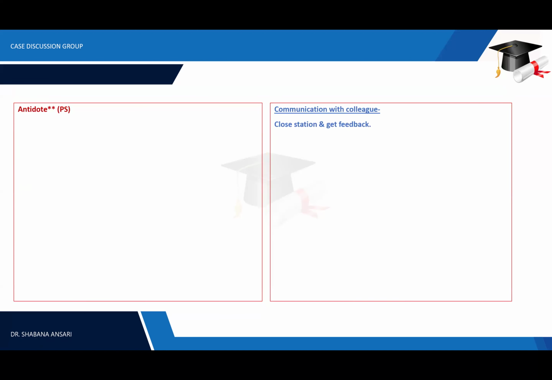Okay, now let's talk about the antidote. Antidote for heparin and warfarin.